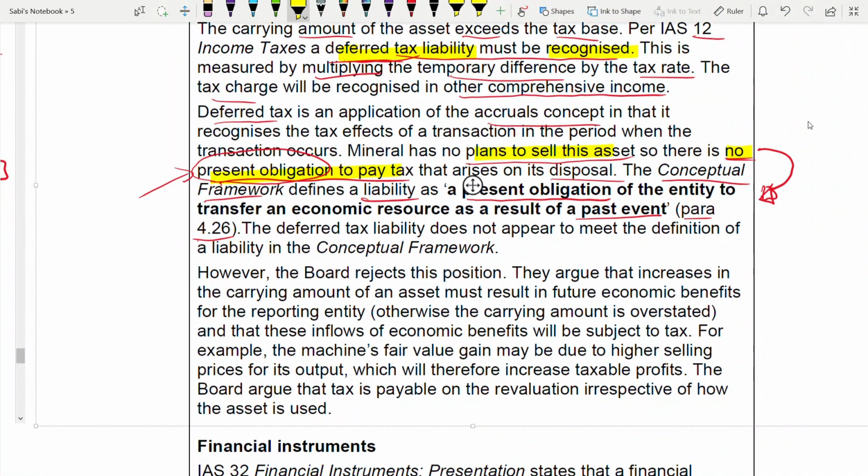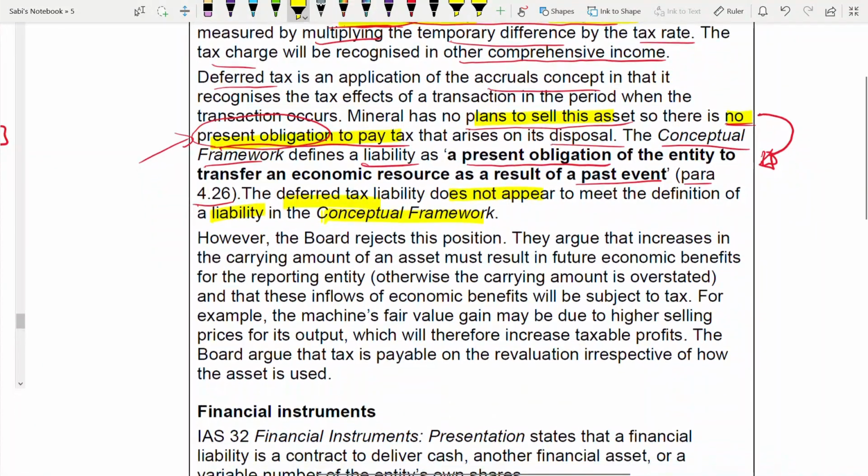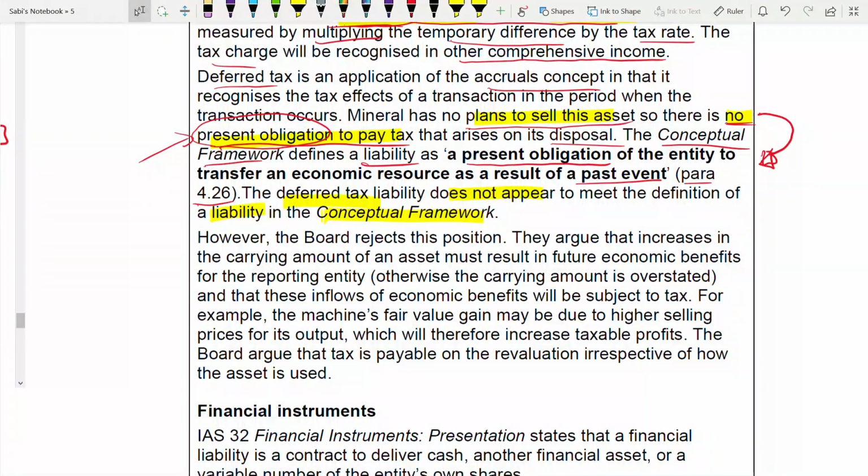So deferred tax liability does not meet the definition of a liability according to the conceptual framework. It differs. Okay, but the Board says no. They are rejecting this position. Why? Because they argue that increases in the carrying amount of an asset, even though it's because of revaluation, will result in future economic benefit. So they think because of that, this economic benefit will be subject to tax.